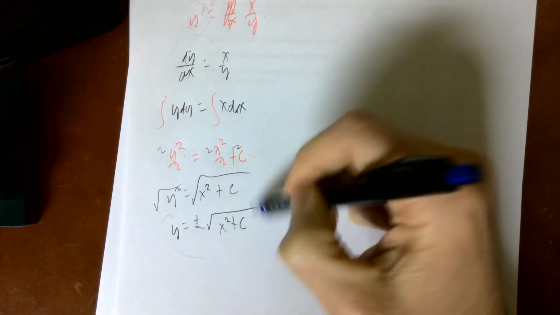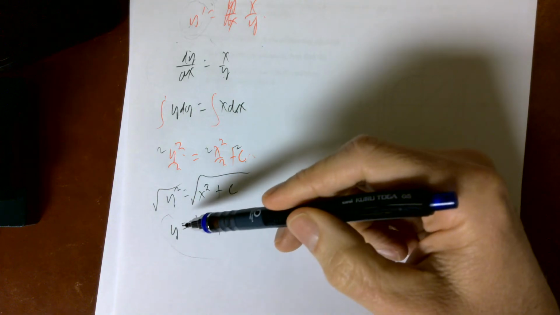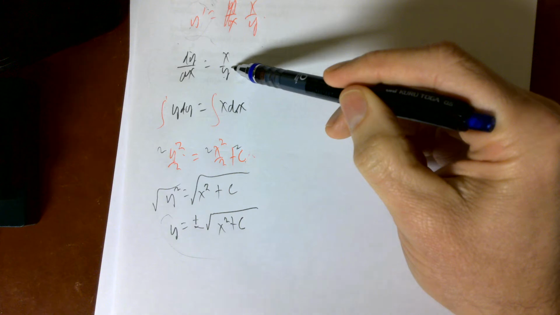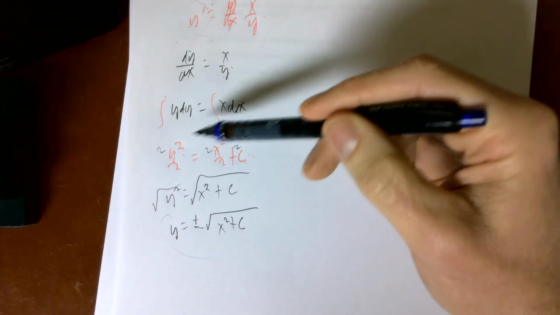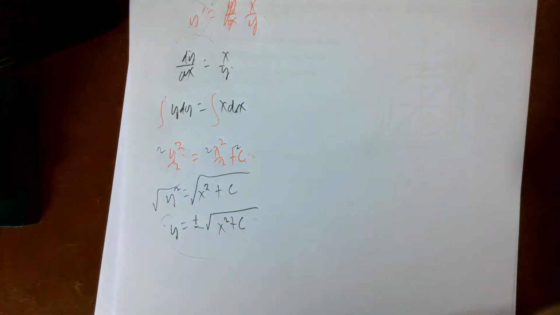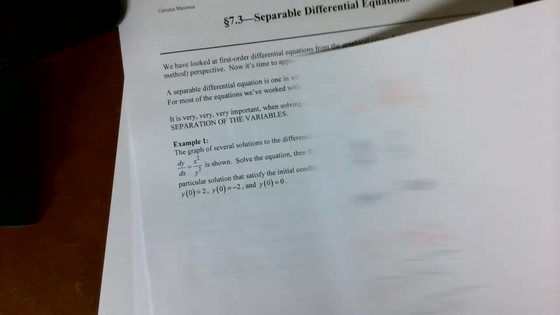But here we have solved our differential equation, meaning we had derivative equals something. We've got y by itself, and once we actually figure out what y equals, we have now solved our differential equation. All right.